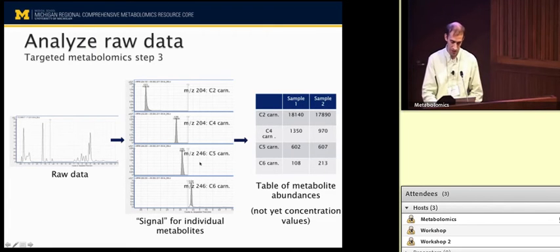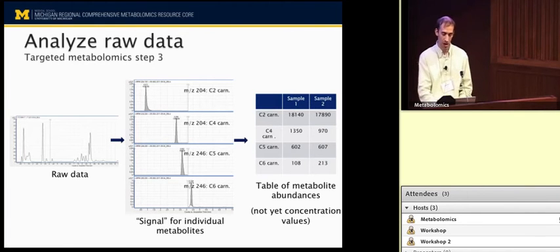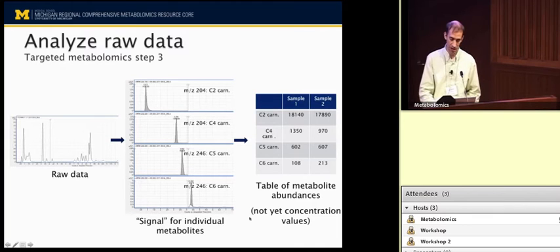To a first approximation, the area of a peak in a chromatogram is proportional to the concentration of that metabolite in your sample. We have separate signals for each of our metabolites, which is produced for us by our mass spectrometer. That yields a table of metabolite abundances, relative abundances. They're generally, at that point, not yet absolute concentration values, and it's the next step that takes us there.